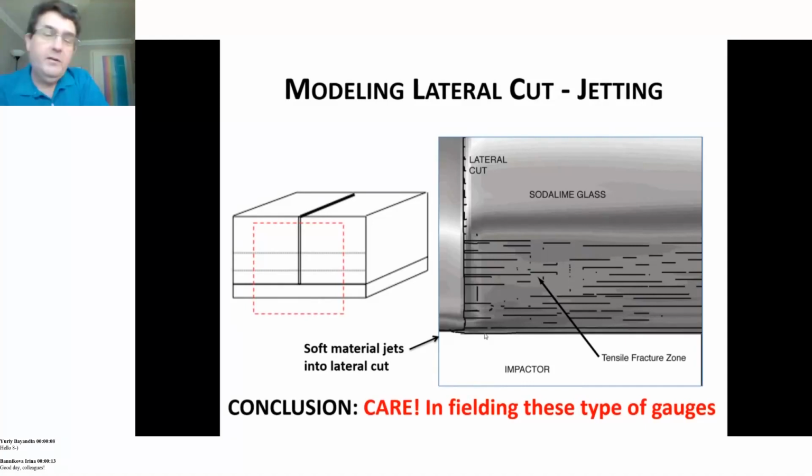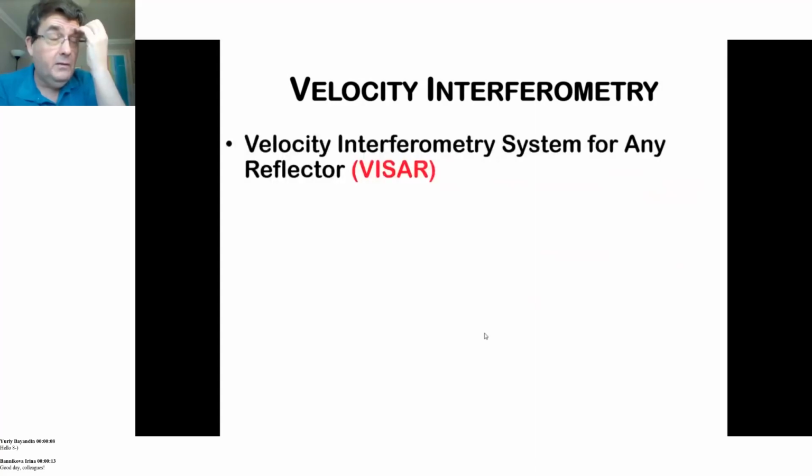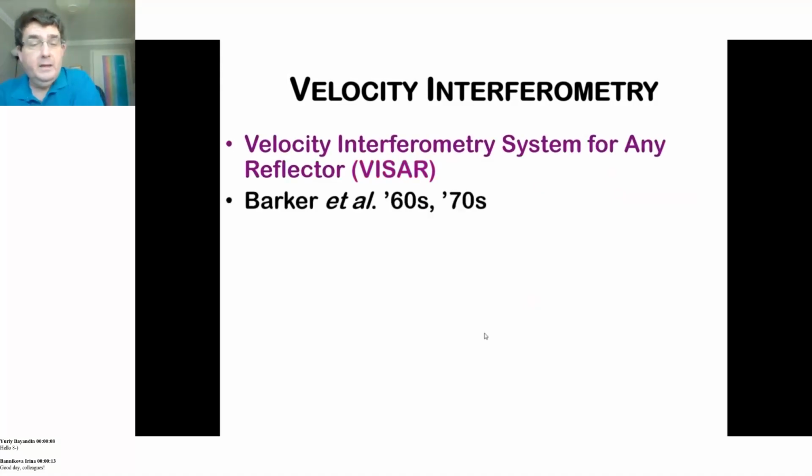Final little finish off, a quick look at velocity interferometry. Very important technique, very popular at this point in time. You can look at the VISAR, which is a velocity interferometer system for any reflector. VISAR was developed by Lynn Barker and colleagues in Hollenbach in the 60s and 70s. They were looking at the motion of clouds in the sky.